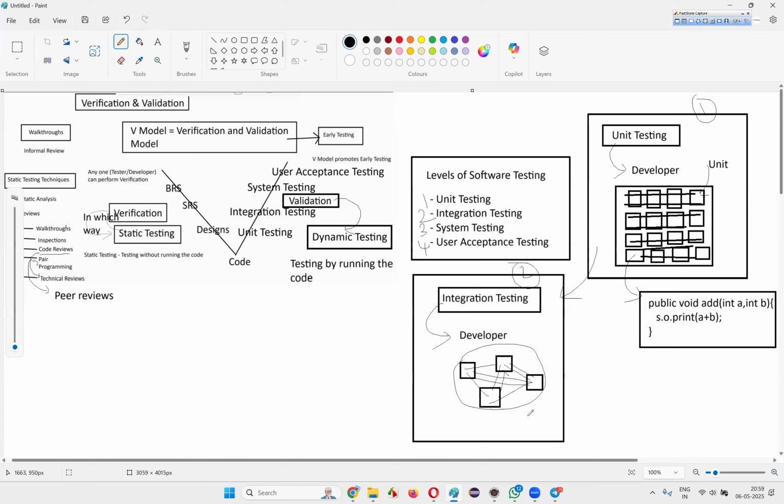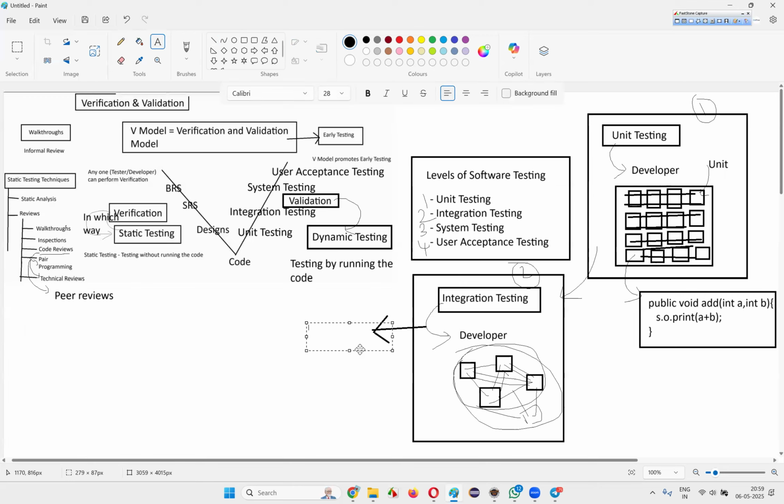Once they are working, one more unit will be attached, and this process will go on, guys. And coming to integration testing, there are different approaches.